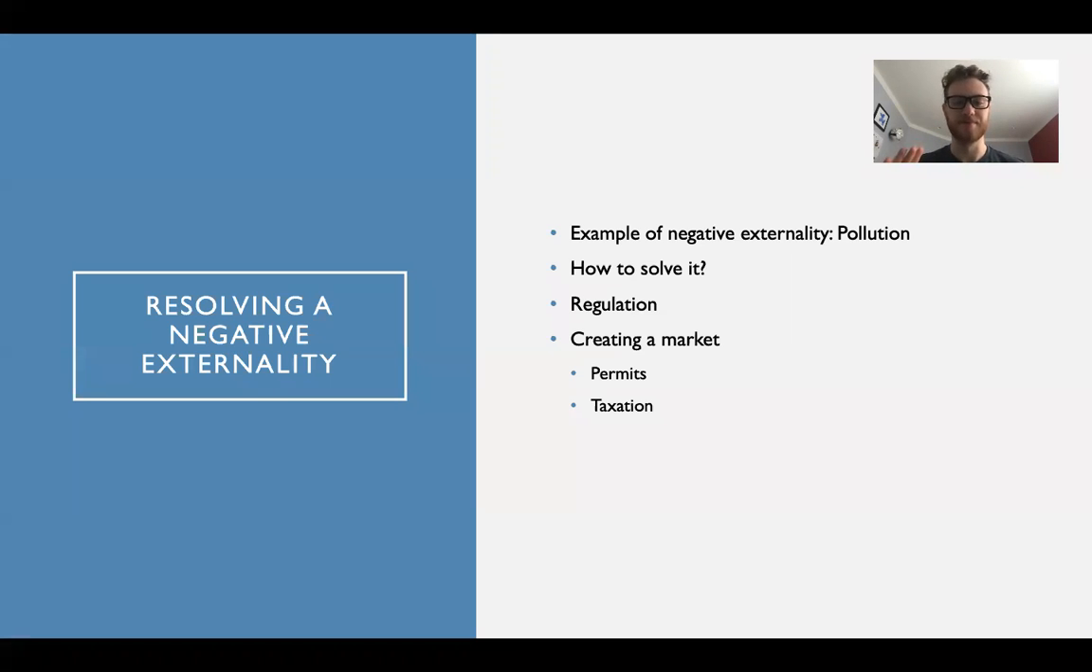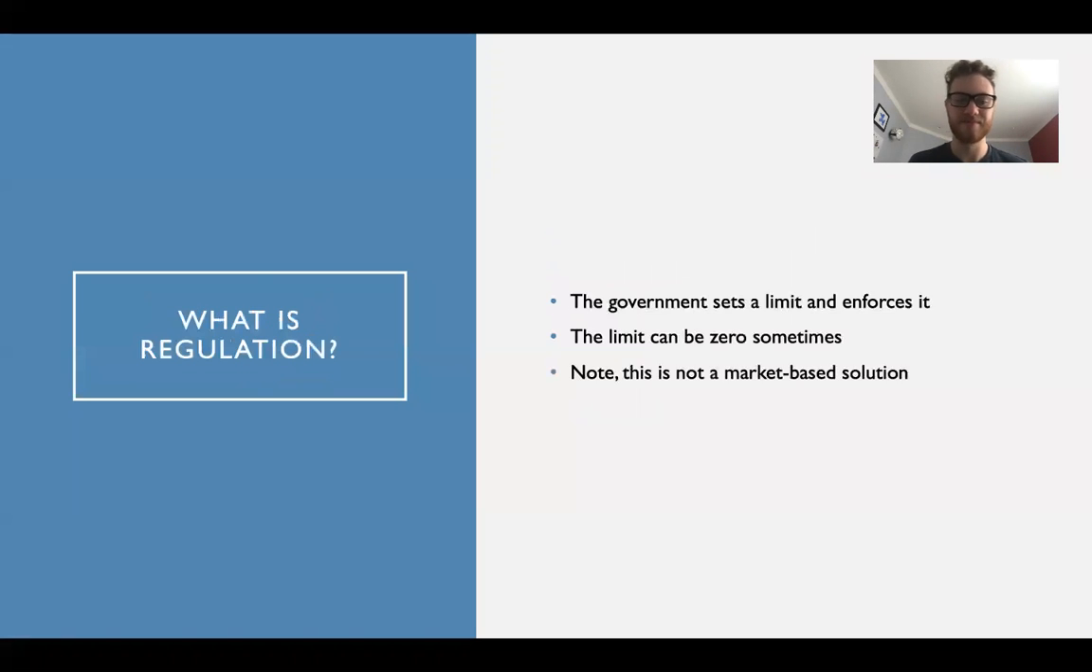Really quick, you don't need to resolve a positive externality. That's usually a good thing. You don't want to resolve good things. Let good things go. We're going to talk about resolving negative externalities.